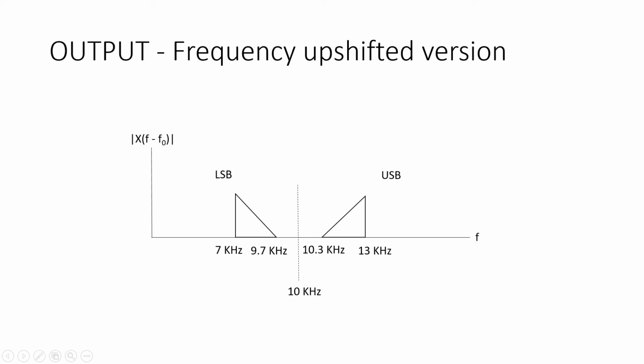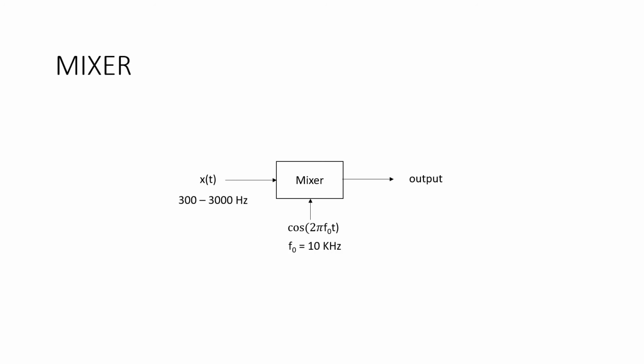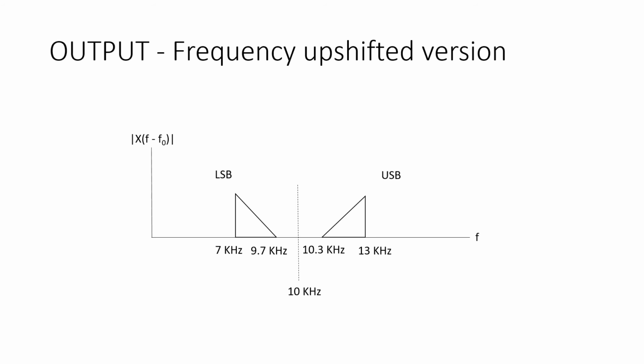The lower sideband and upper sideband contain the same information, but the lower sideband is called the inverted sideband because it is in the reverse order of the baseband components. But the USB contains the order which is the same as the baseband components. That is called the erect sideband.